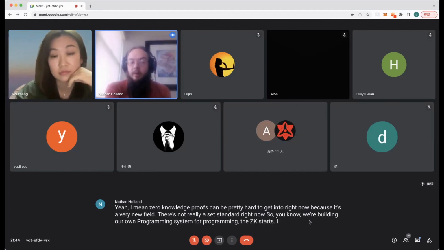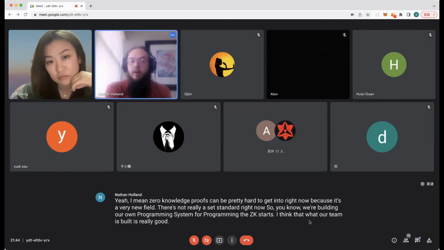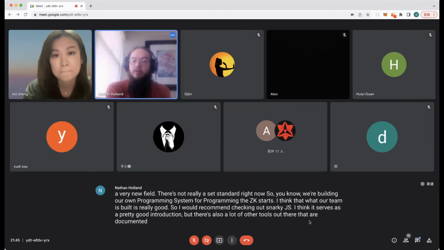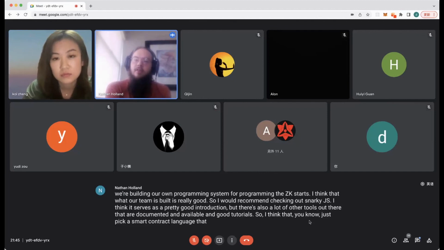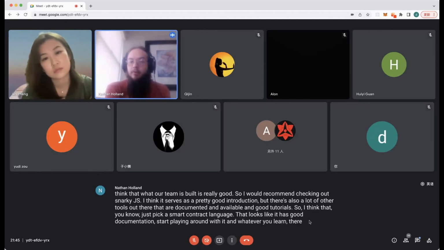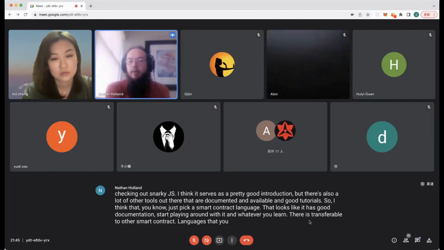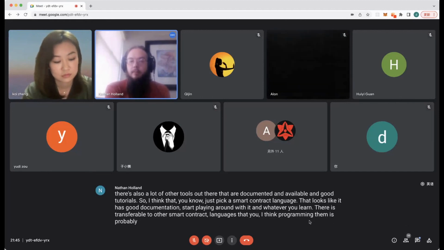I think that what our team has built is really good. So I would recommend checking out Snarky.js. I think it serves as a pretty good introduction, but there's also a lot of other tools out there that are documented and available in good tutorials. So I think that you should just pick a smart contract language that looks like it has good documentation, and start playing around with it. Whatever you learn there is transferable to other smart contract languages that you pick up. But I think programming them is probably the best way to learn them.